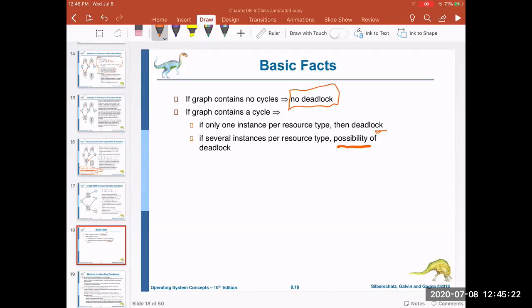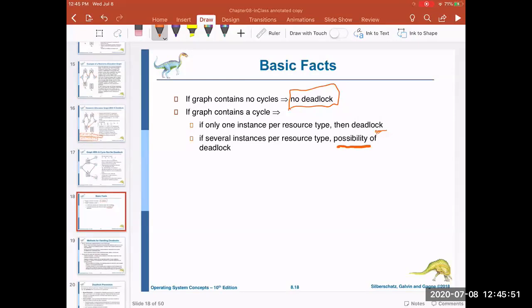Like the previous example we did, there were more than one instances available, but still it led to a deadlock condition. But for the other one, the right hand side one, which we discussed, when we had more instances in that particular resource, then that deadlock condition was not there. So a cycle is a necessary and sufficient condition for deadlock in case there is only one instance available per resource.